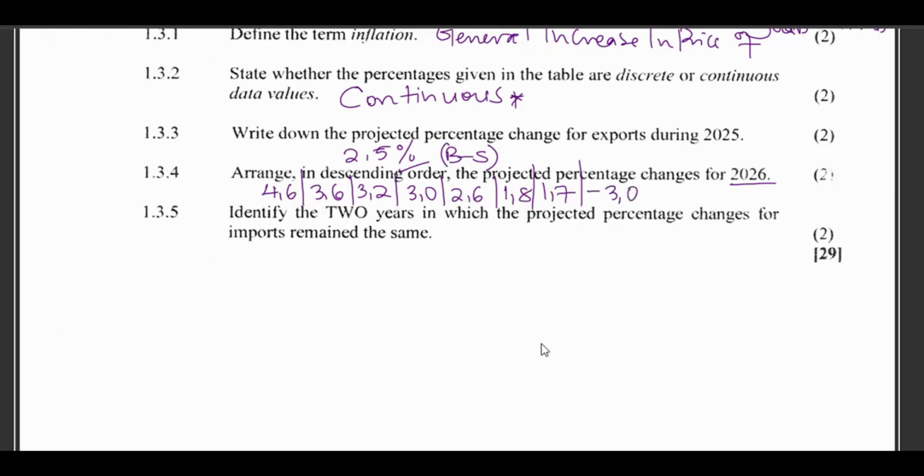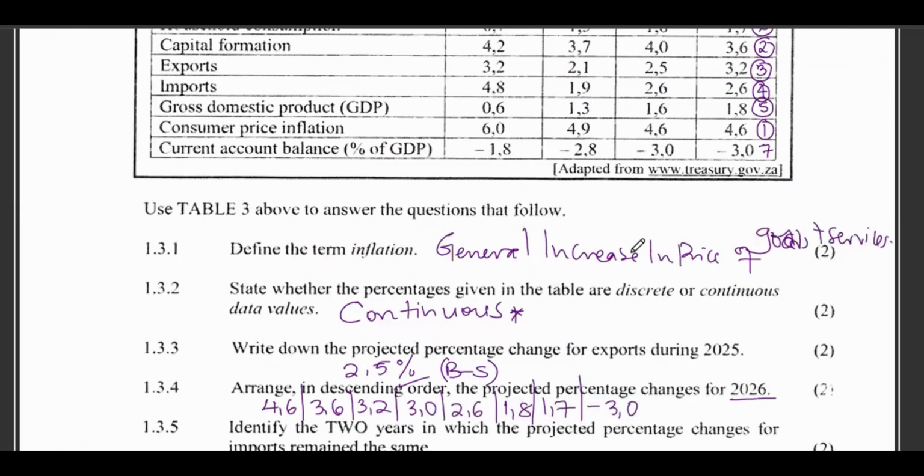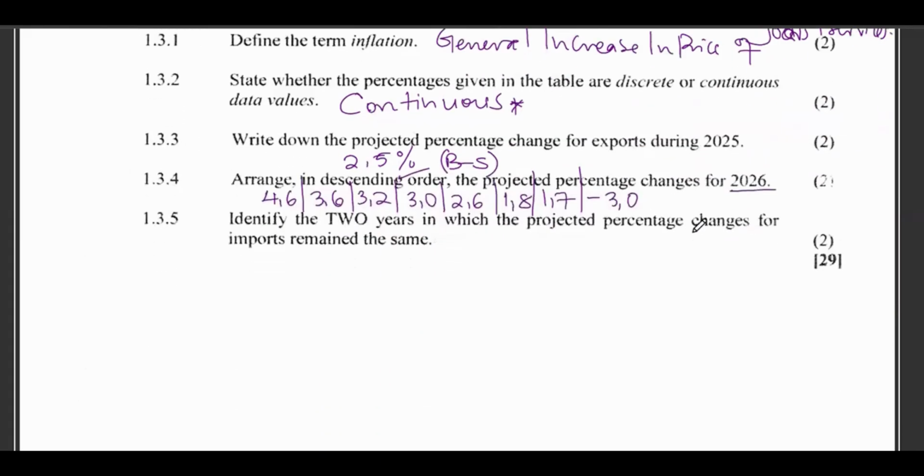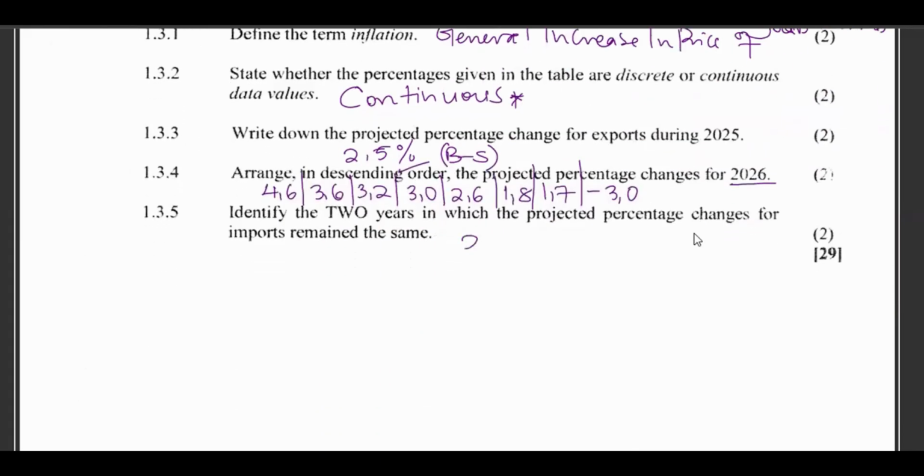Identify 2 years in which the projected percentage change for inputs remained the same. Here we are. Inputs remained the same. We have this and this. You see? So the years are 2025 and 2026. Those are the 2 years. This brings us to the end of question number 1.